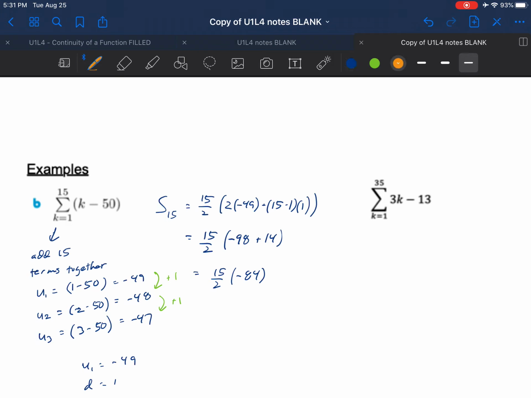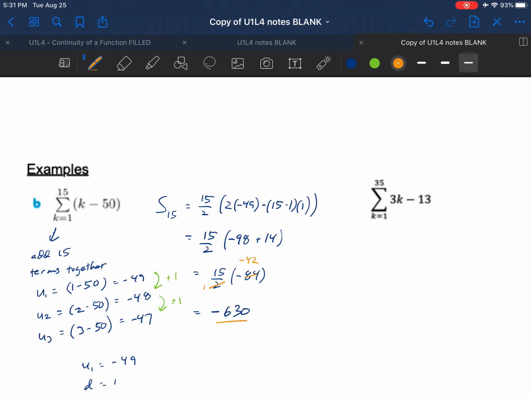Okay, now these will drop. That's going to be a 1. That's going to be a negative 42. I still need a calculator. Okay, 15 times negative 42 is negative 630. All right, so that's our answer.